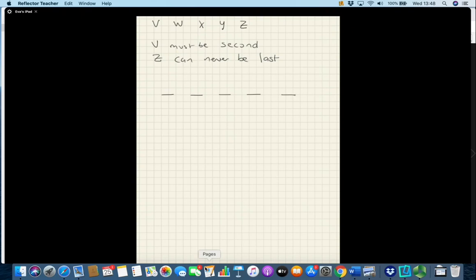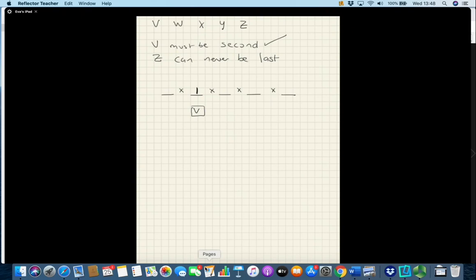So it'll be letter 1 and letter 2 and letter 3 and letter 4 and letter 5, so they're all multiplied. So you do your conditions first. V must be second. So how many options have I for that second letter? Well, I only have one option, that's the letter V.